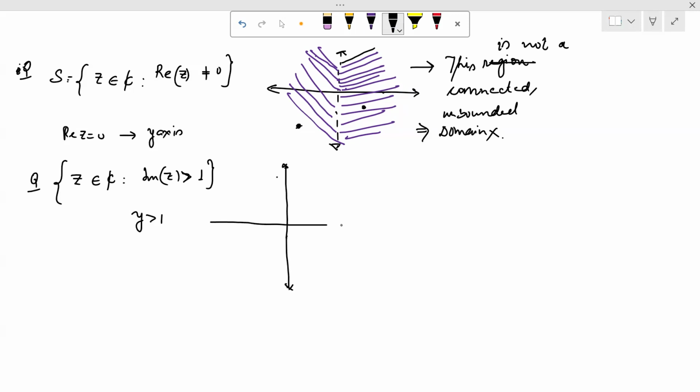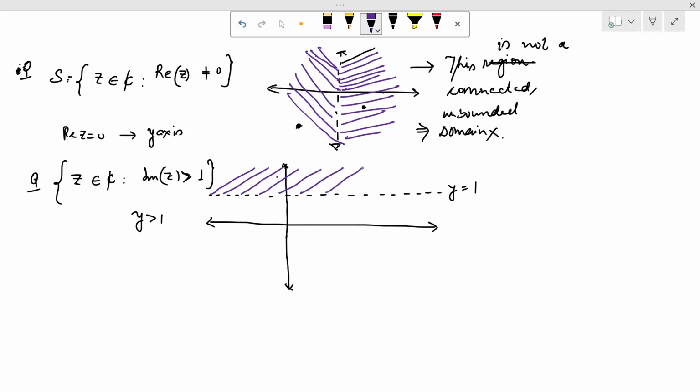Let me draw this. Always remember, in complex analysis, if you have the habit of drawing the regions, then you will have a better level of understanding. That is why I have spent some initial lectures on all these things. So it is y equal to 1, and I'm now trying to draw y greater than 1. So this is y greater than 1.